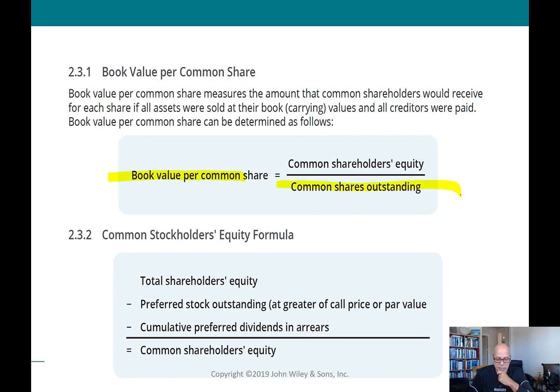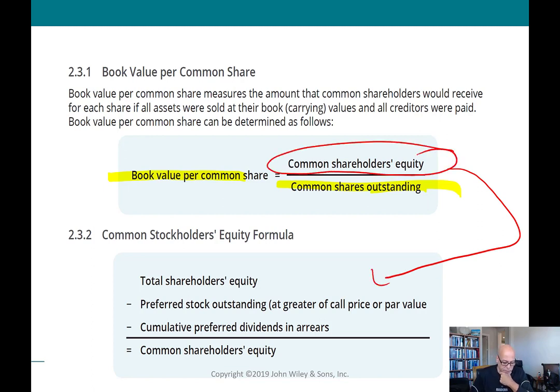Notice, guys, first off, in the denominator, we use the number of shares that are outstanding. Remember we said authorized, issued, outstanding. Outstanding is the number of shares issued minus the treasury stock, right? So we have to leverage off the number of shares outstanding. And then come down here for this numerator, common shareholders' equity. It's the total shareholders' equity. What is total shareholders' equity? The paid in capital, the earned capital, right? But they adjust that by saying what? Minus preferred stock outstanding at the greater of their call price or par value, and any cumulative preferred dividends in arrears. That then gives you the common shareholders' equity that goes into that numerator.